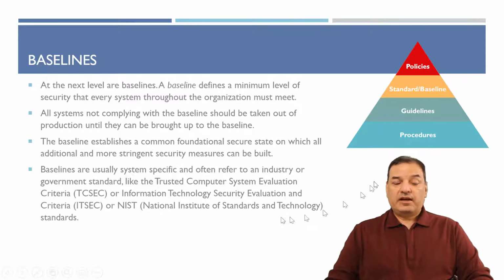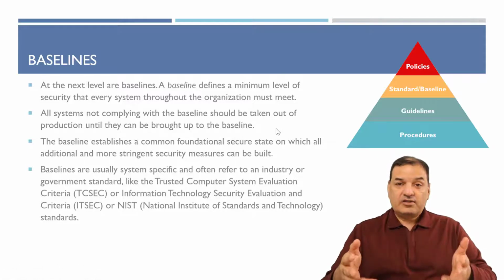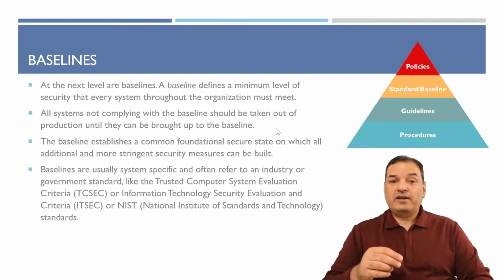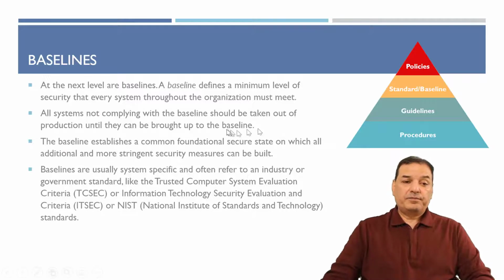Now, what is a baseline? At the next level are baselines. A baseline defines a minimum level of security that every system throughout the organization must meet. Systems not complying with the baseline should be taken out of production until they can be brought up to the baseline. Basically, the weakest link determines how strong your information security is. If there's a system that is not in compliance with the baseline, then you have to remove it. Otherwise, your entire network of systems is vulnerable.